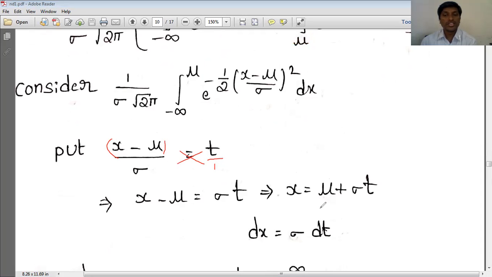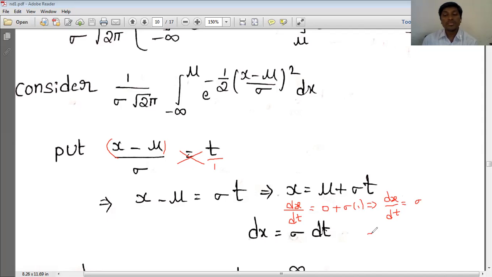And next, differentiating on both sides with respect to t, dx by dt is equal to the derivative of mu, which is a constant, so that is 0, plus sigma into d by dt of t, which is 1. After applying the derivative with respect to t, we get dx by dt is equal to sigma.